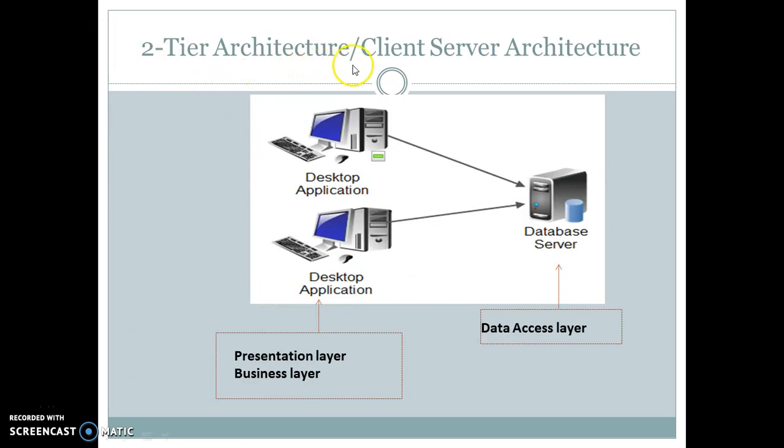Two-tier architecture is also commonly called as client-server architecture. In this, we have two machines. One is the client machine and the other is the database server. On the client machine, the presentation and the business layers are present, whereas on the database server, data access layer is present.